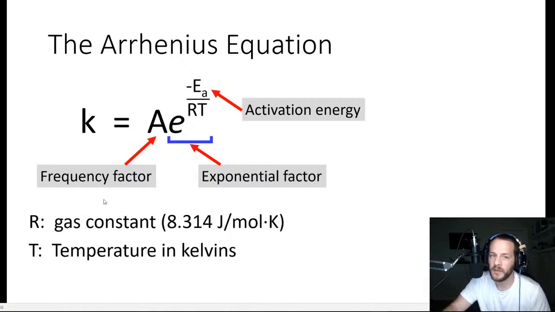The R that we're using that's applicable to the Arrhenius equation is 8.314 joules over moles times kelvins. This is a constant. This will pop up over and over again, so it's a good idea, in my opinion, to commit this one to memory. And then T, of course, is simply the temperature.